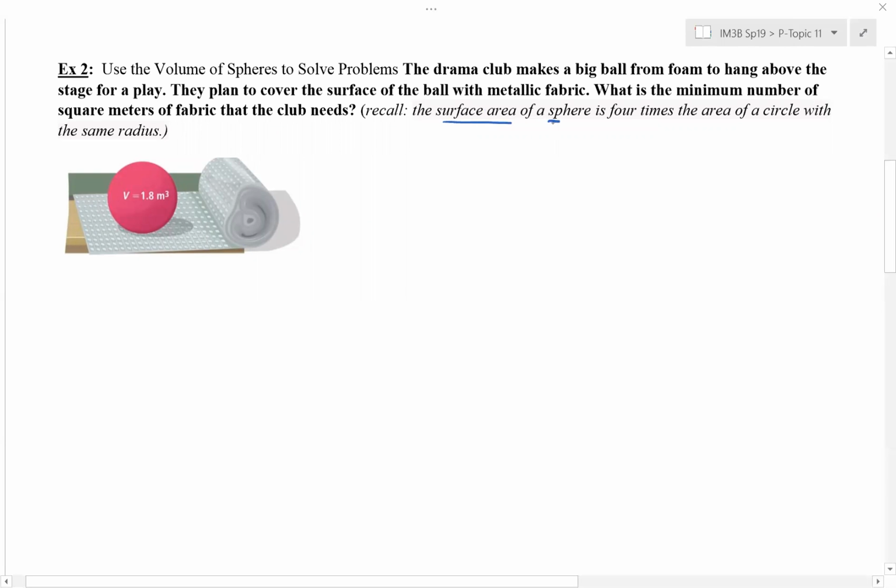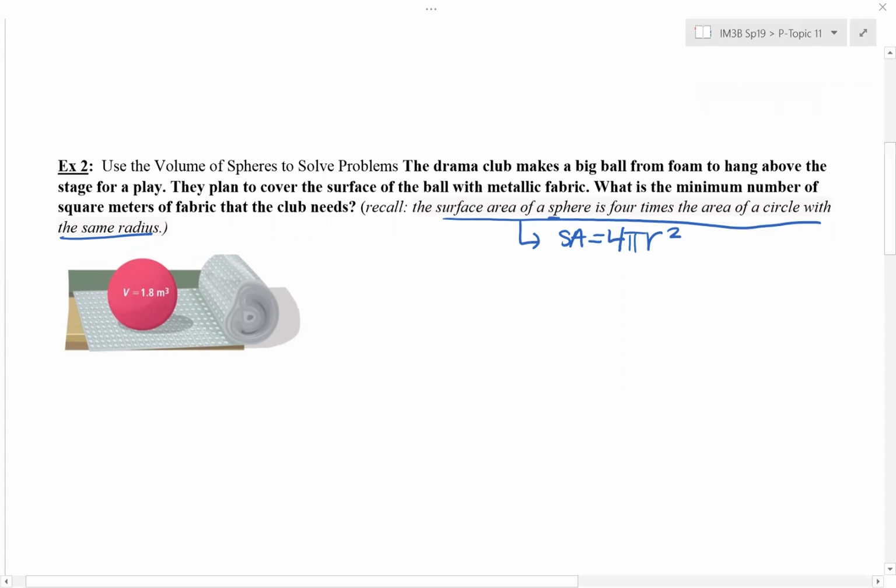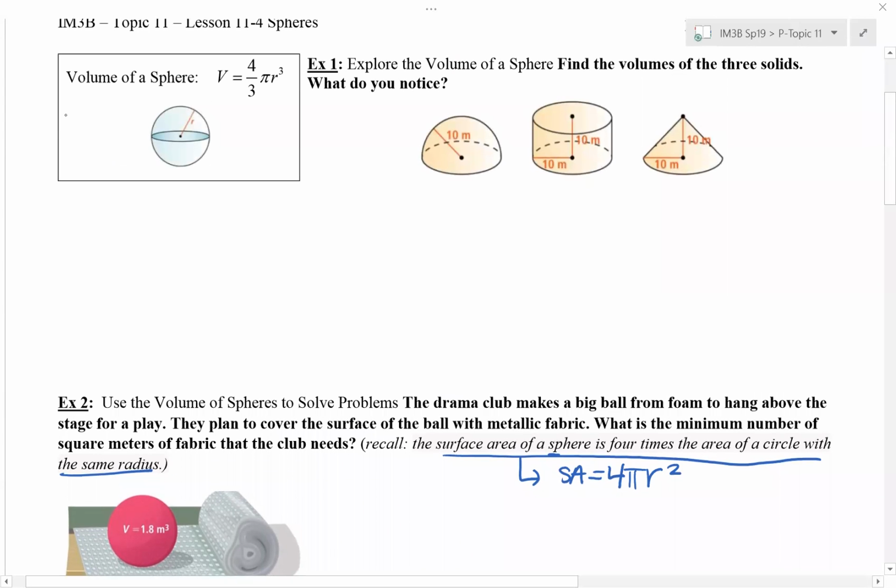And so if the surface area of a sphere is 4 times the area of a circle with the same radius, that means that surface area is equal to 4 times, what's the area of a circle? Let's see. Area of a circle is pi r squared. Okay, so the surface area of a sphere is 4 times pi r squared. Let's write that up with our volume formula so that we have it all in the same spot. So surface area is equal to 4 pi r squared if I have a sphere.